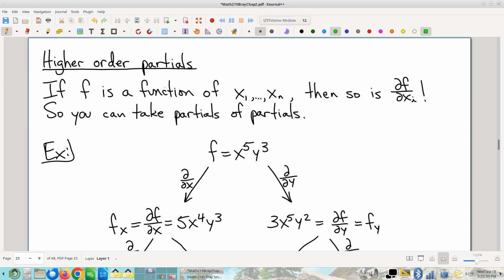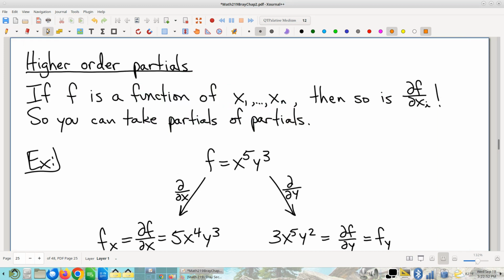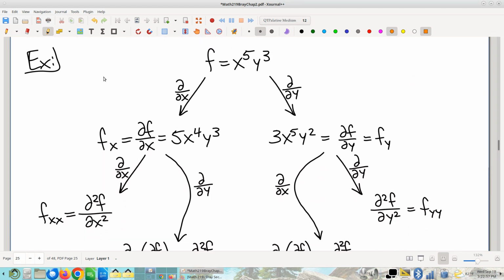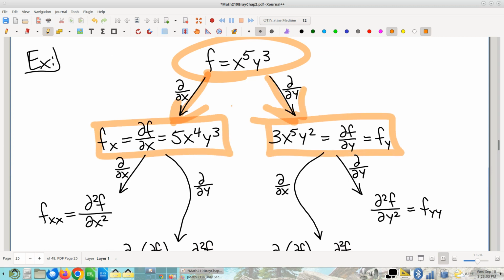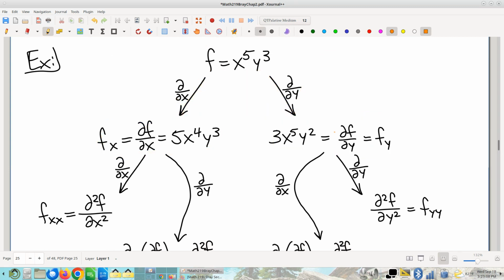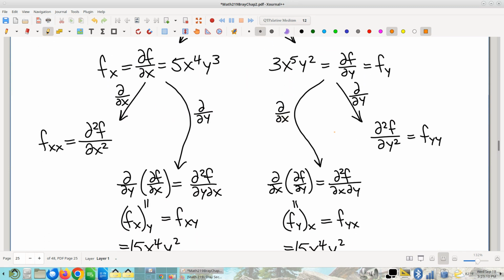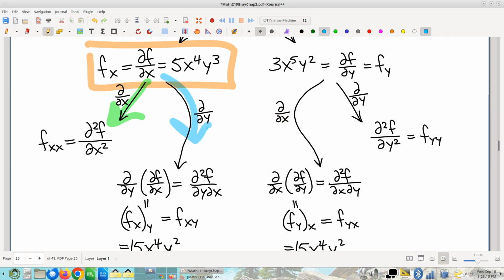And here's some examples. Here's a function. X partial, Y partial. Results in notations. That's all old news. I'm sure y'all have mastered all of that. But now let's look at this X partial. The X partial is itself a function of X and Y. So I can talk about its X partial and its Y partial. And you can compute those.